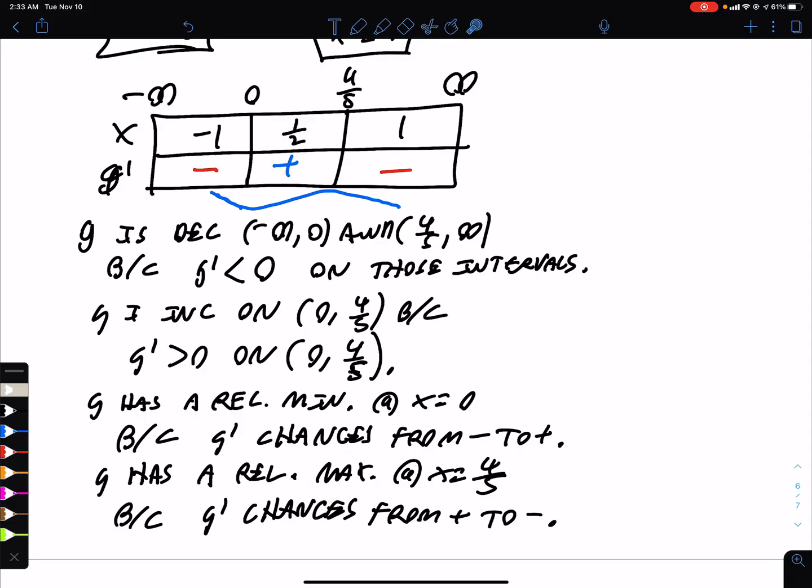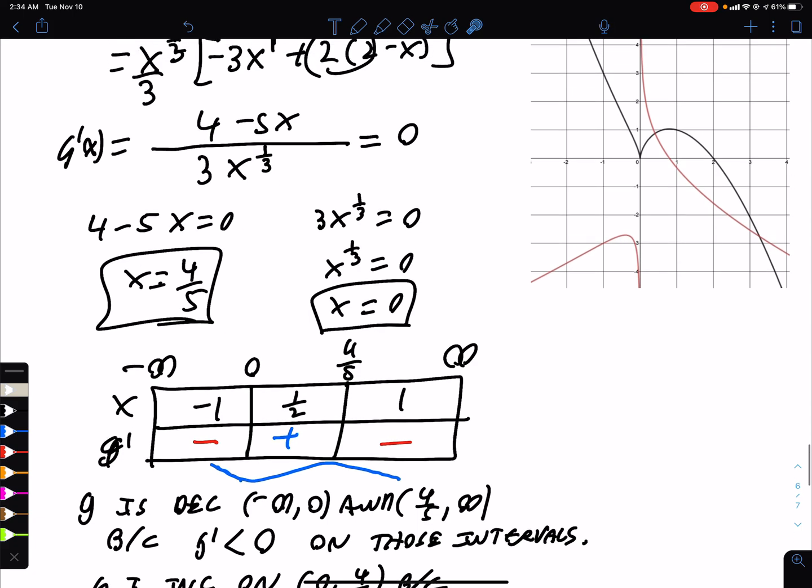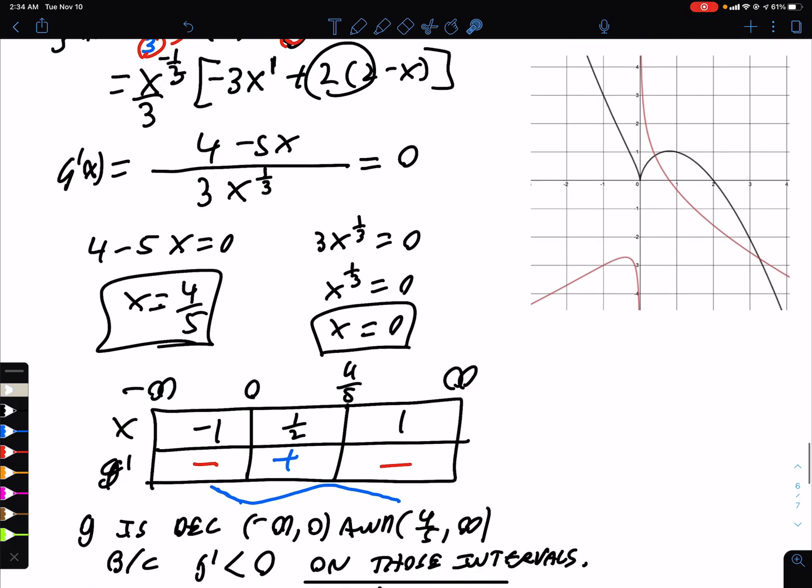So that is my evaluation of this. Let's look at the graph. Black is the actual graph. It's decreasing all the way up to 0. That's what this is saying, up to 0. From 0 to 4/5 increasing, and then after that, always decreasing. So it matches that.